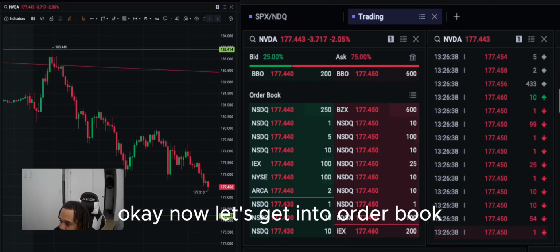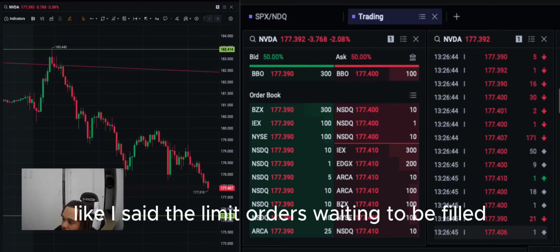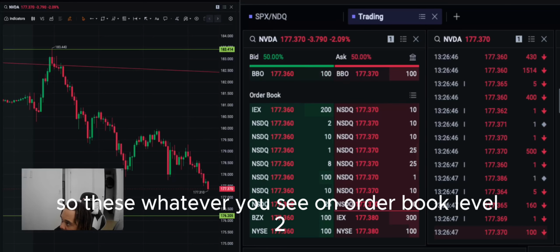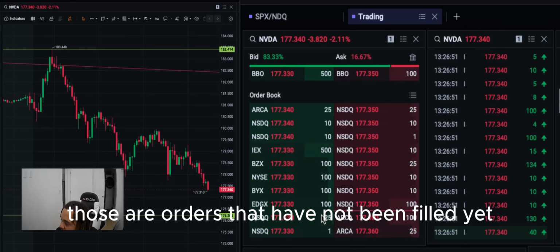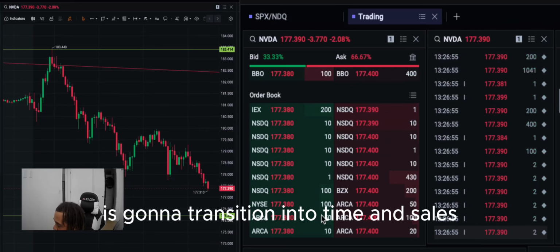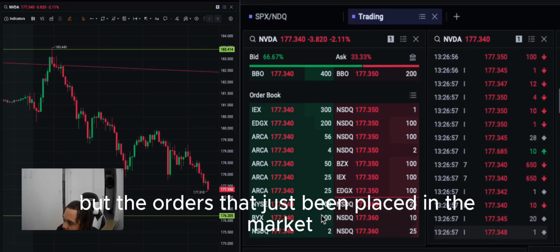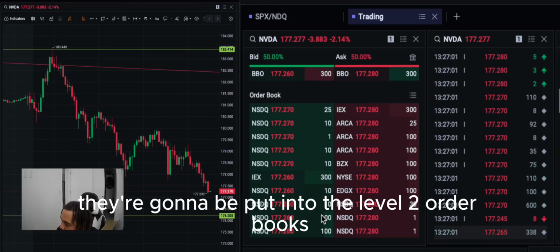Okay, now let's get into order book. Now this is the middle thing. Okay, so this shows, like I said, the limit orders waiting to be filled. So whatever you see on order book level 2, those are orders that have not been filled yet. Whatever is filled is going to transition into time and sales. But the orders that have just been placed in the market waiting to be filled are going to be put into the level 2 order books.